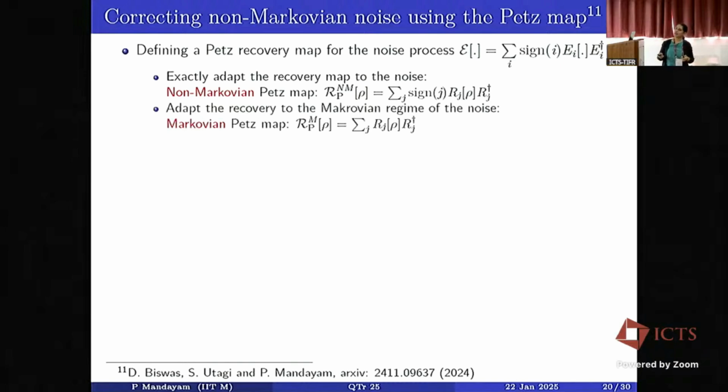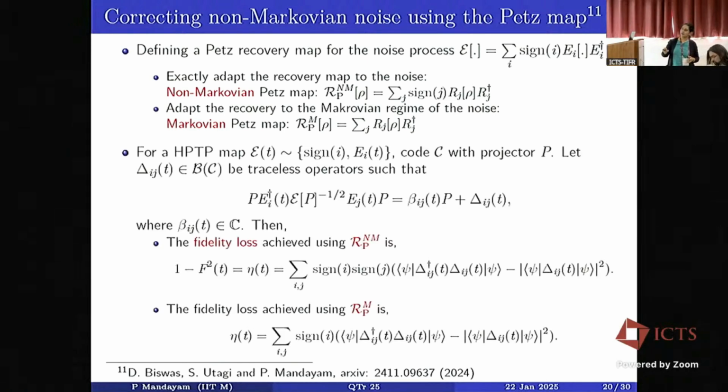You can think about doing it with these NCP nets taken into account, and so you actually end up with a non-Markovian recovery map, or you can actually adapt it to the Markovian regime of the noise. So in the second case, you're not exactly adapting the recovery to the noise, but you're adapting it to a particular regime. You're adapting the recovery to the structure of the noise, but not to the noise strength, which is in a way nice because your recovery is no longer dependent on the noise strength. It's a fixed recovery.